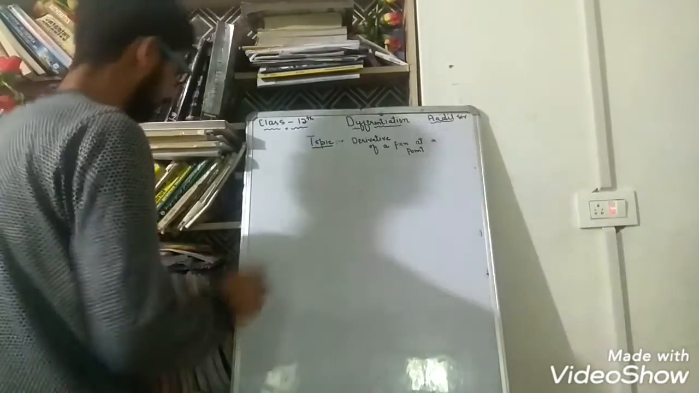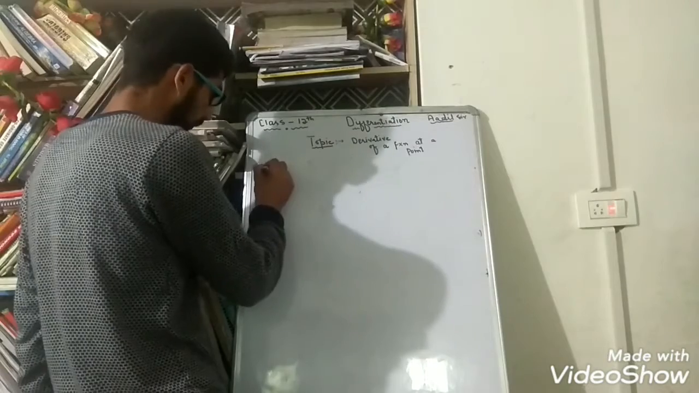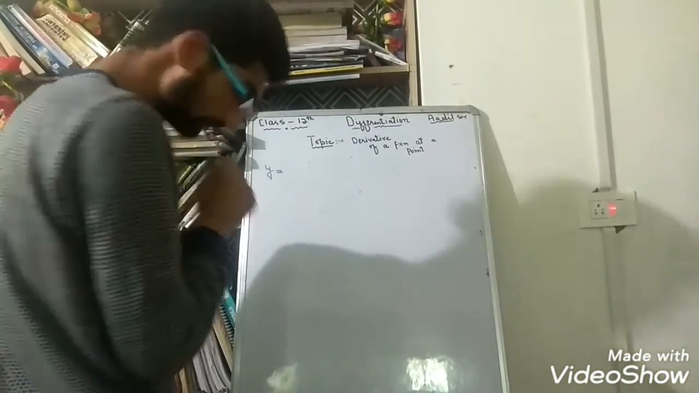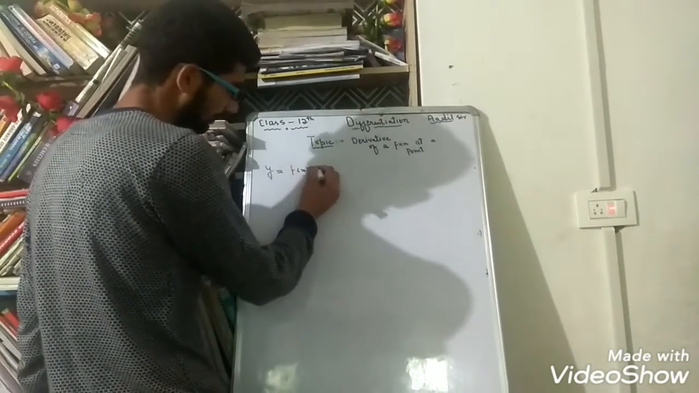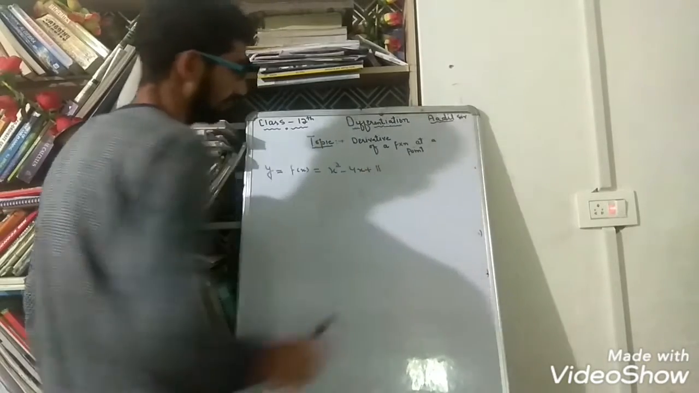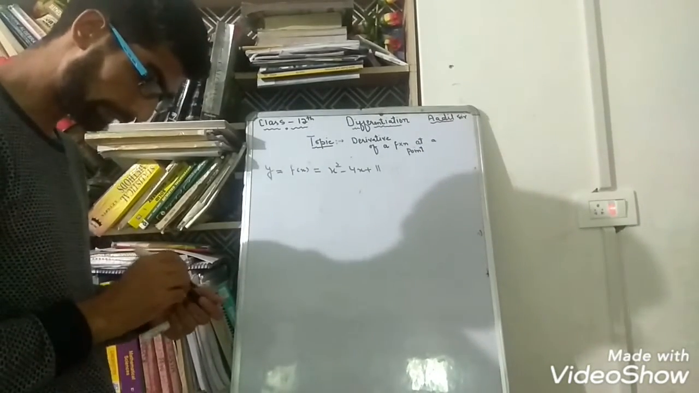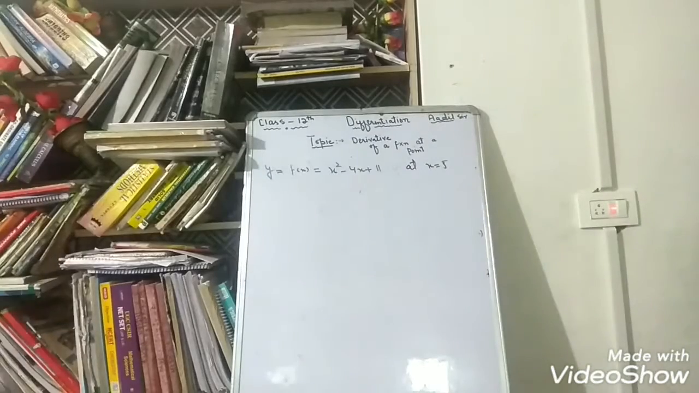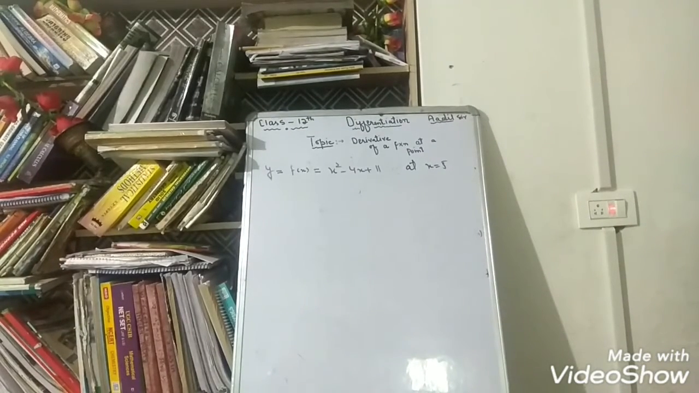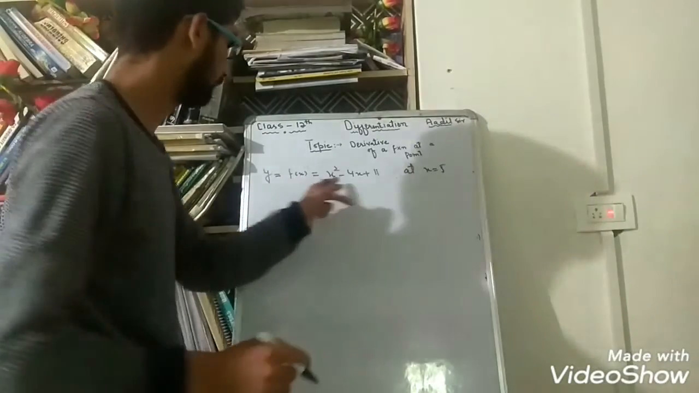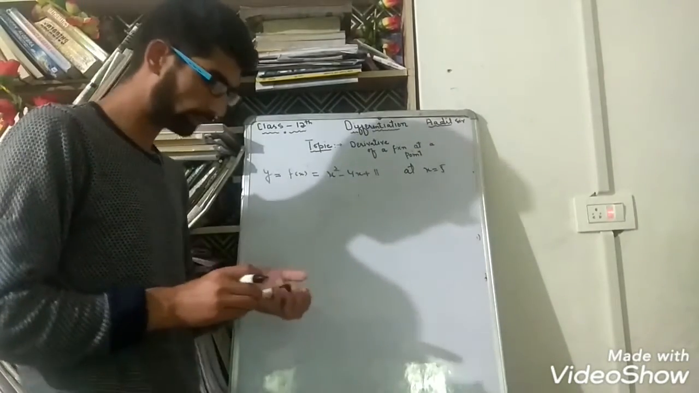Just take an example. For example, if we have y equals x square minus 4x plus 11, we have to find out the derivative of this function at point 5, at x is equal to 5.